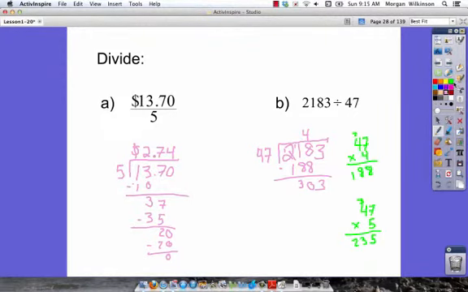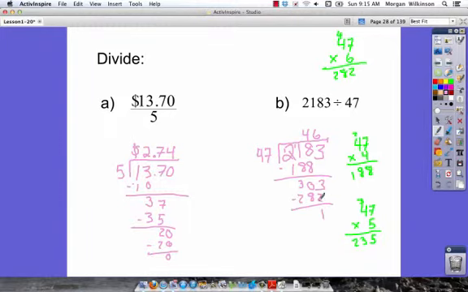That's too small. So let's go up 1. Let's say 47 times 6. 7 times 6 is 42. 6 times 4 is 24, plus 4 more is going to give us 28. So we've got 282. Now, I know 282 plus 47 is going to have to be way bigger than 303. So our answer is going to be a 6. So we've got a 6 in our 1 spot over here, and we've got 282. We can do our subtraction.